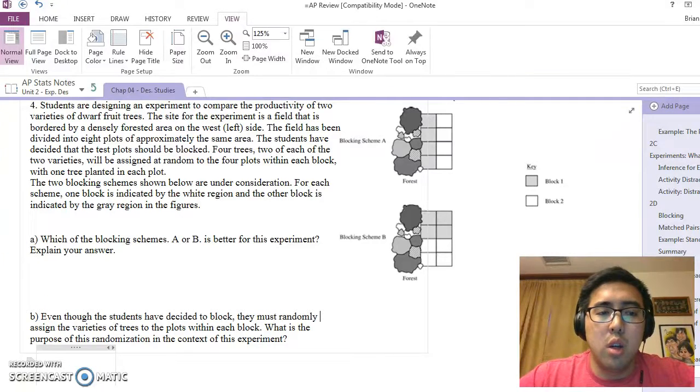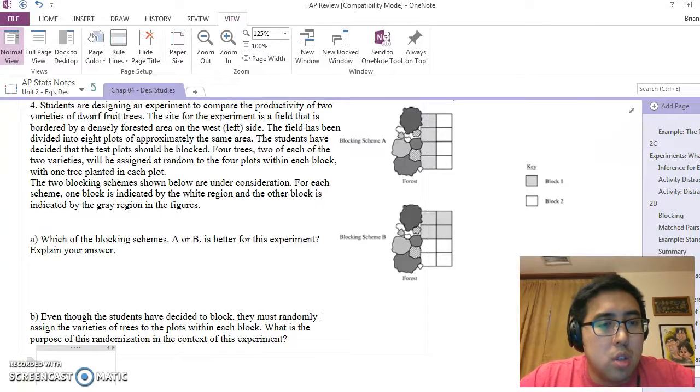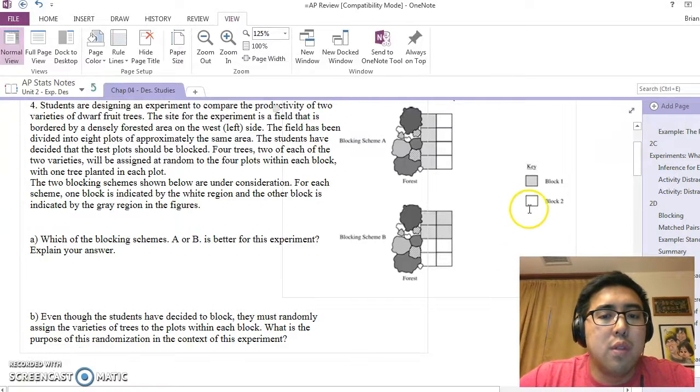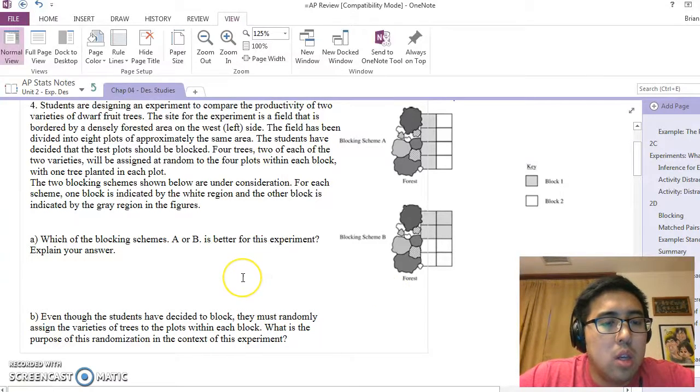So anyways, let's read the problem together first, just because it helps me to do so. Students are designing an experiment to compare the productivity of two varieties of dwarf trees. The site for the experiment is a field that is bordered by a densely forested area on the west, left side. The field has been divided into 8 plots of approximately the same area. The students have decided that the test plots should be blocked. 4 trees, 2 of each of the 2 varieties, will be assigned at random to the 4 plots within each block, with 1 tree planted in each plot.